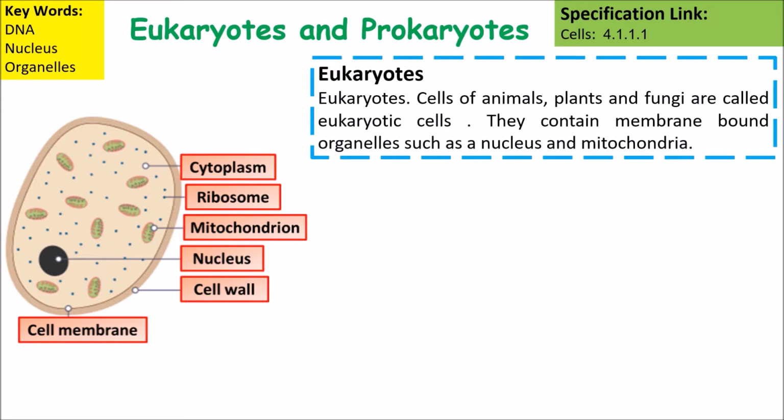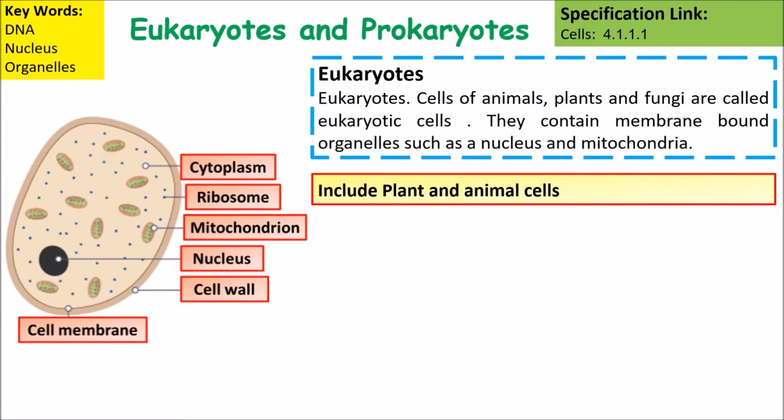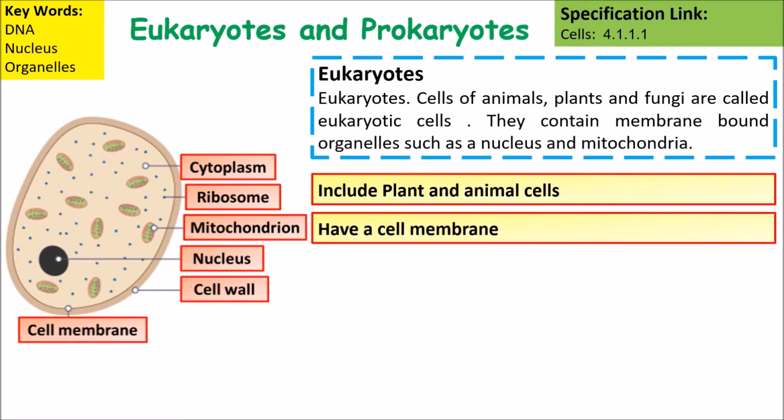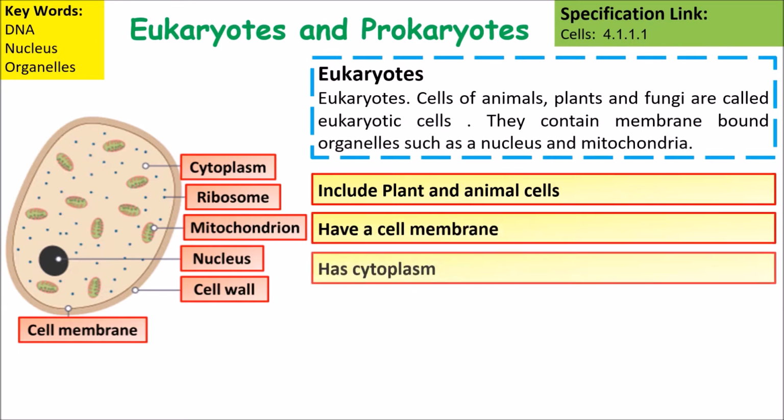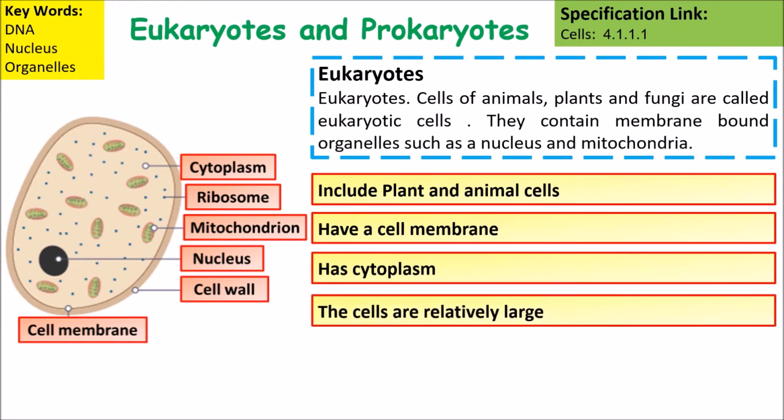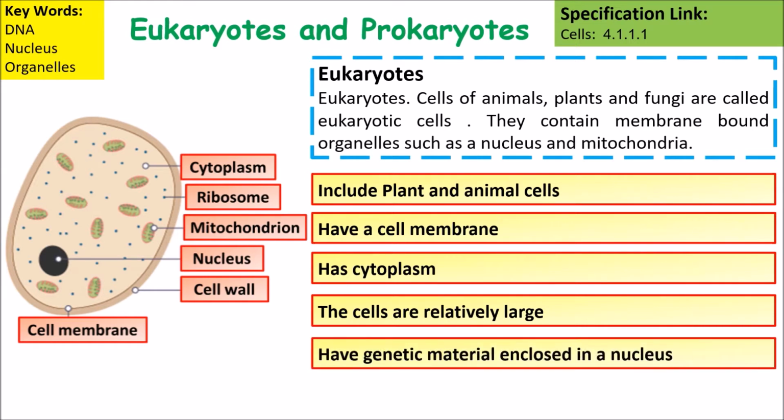So, eukaryotes are cells like animal cells, plant cells, and fungi cells. They contain membrane-bound organelles such as nuclei and mitochondria. So some of the key things that you need to know about eukaryotes are that they include plant and animal cells, they have a cell membrane, they have cytoplasm, the cells are relatively large, and they have genetic material enclosed in a nucleus.